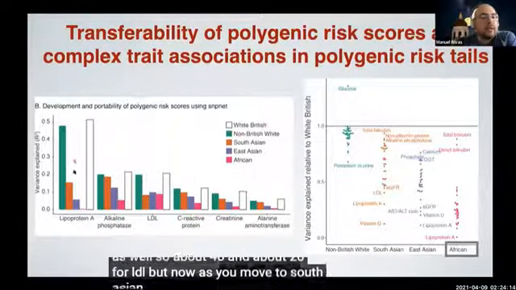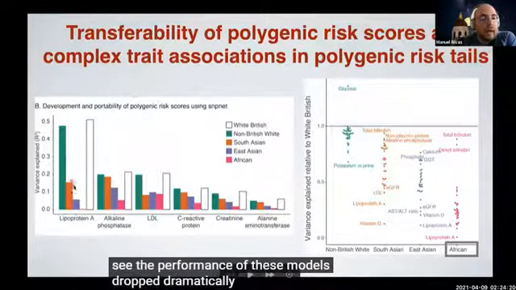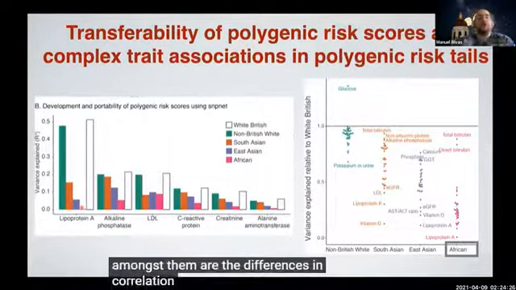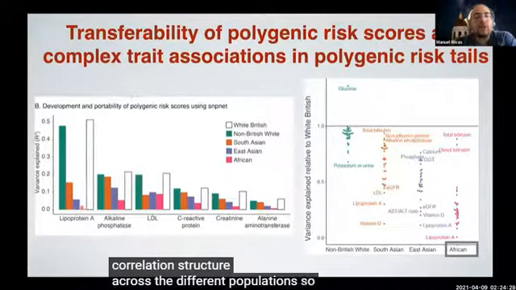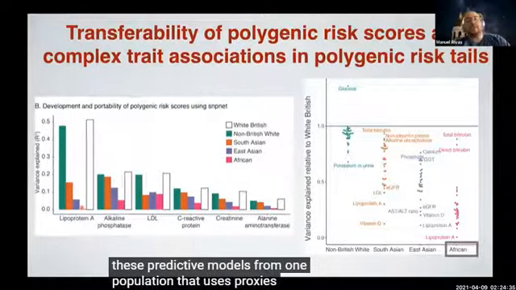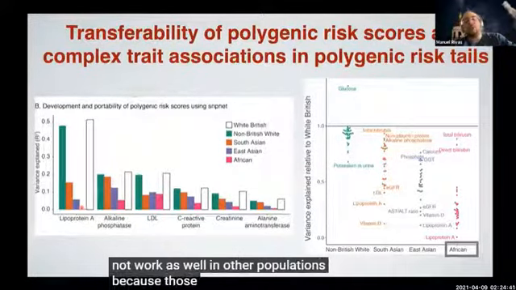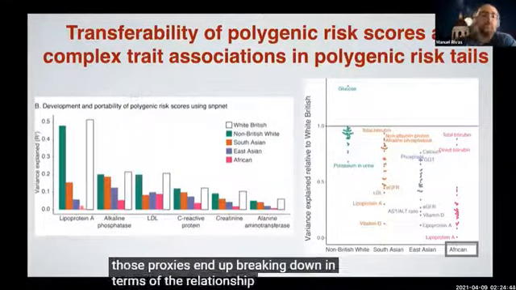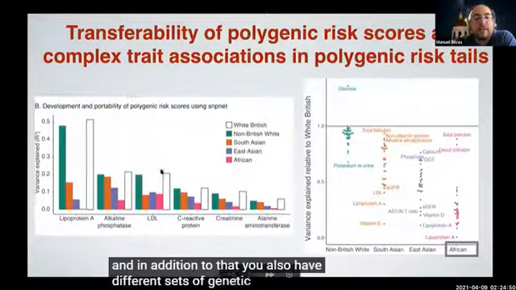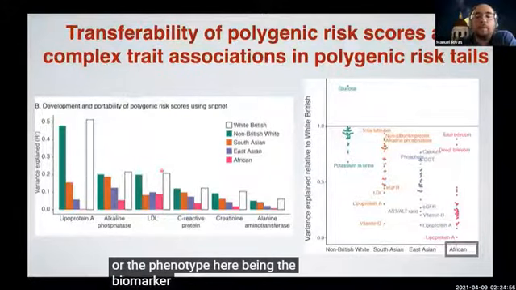But now as you move to South Asian, East Asian, and African populations, you see the performance of these models drop dramatically. And there are many reasons for it. Amongst them are the differences in correlation structure across the different populations. So transferring over these predictive models from one population, that uses proxies of causal variants for prediction, may not work as well in other populations because those proxies end up breaking down in terms of the relationship of correlation structure amongst the genetic variants. And in addition to that, you also have different sets of genetic variants that may explain the heritability of the disease or the phenotype, here being the biomarker.